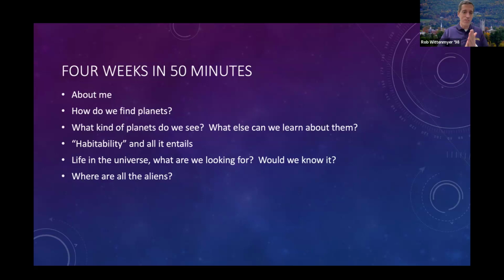How do we find planets? What is the science behind planet detection? And how do we know what we know about the planets that we see out there in the universe? And what else can we learn about them? What's the diversity of worlds? What is habitability? What makes a planet habitable, in inverted commas? You'll see that there's a lot that goes into that.